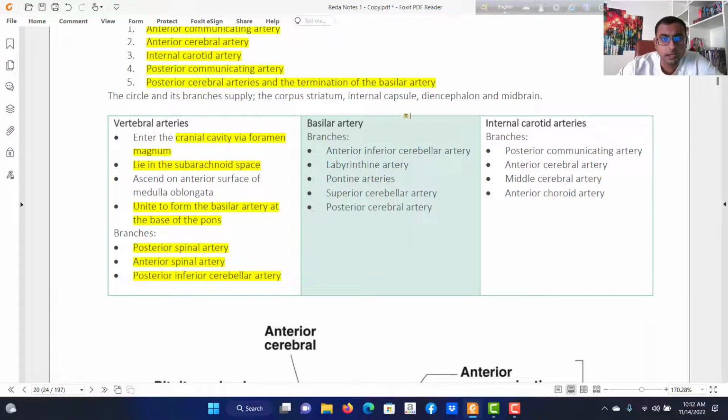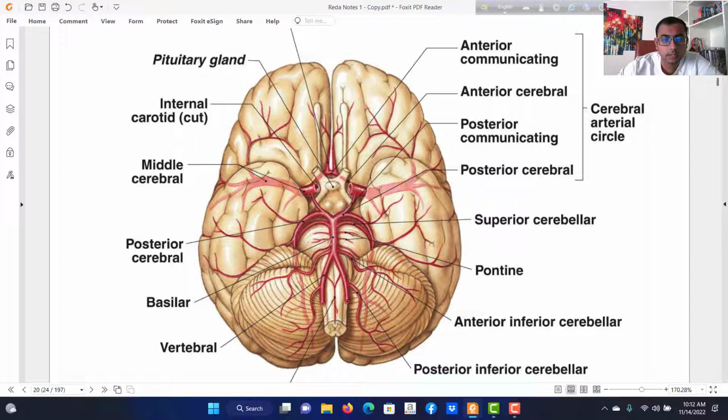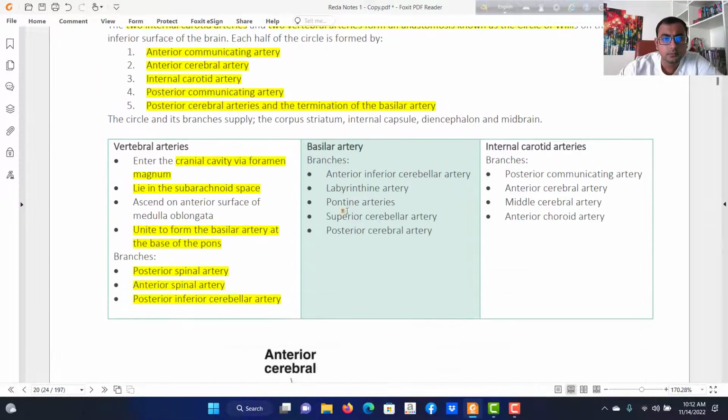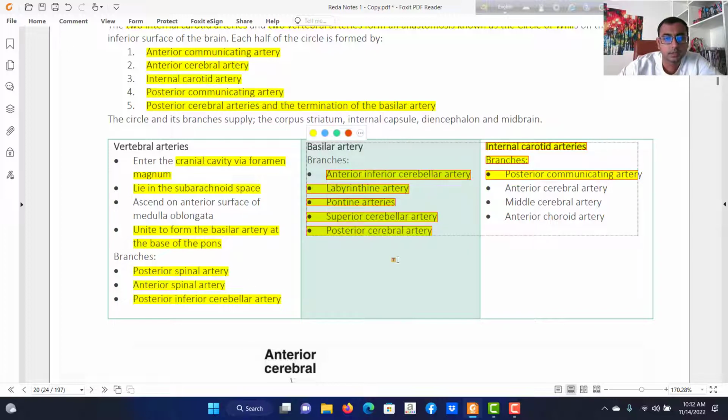Another one is the basilar artery. These are some of its branches: this is the basilar artery, and there are lateral branches here like the pontine arteries, superior cerebellar artery, posterior cerebral arteries, the labyrinthine artery, which supplies the ear, and the anterior inferior cerebellar artery.